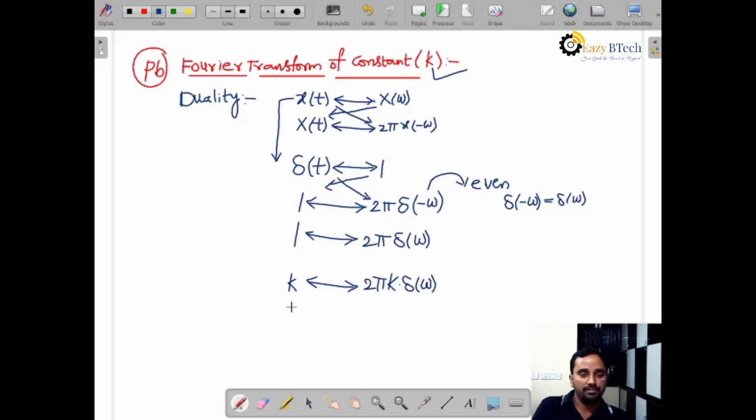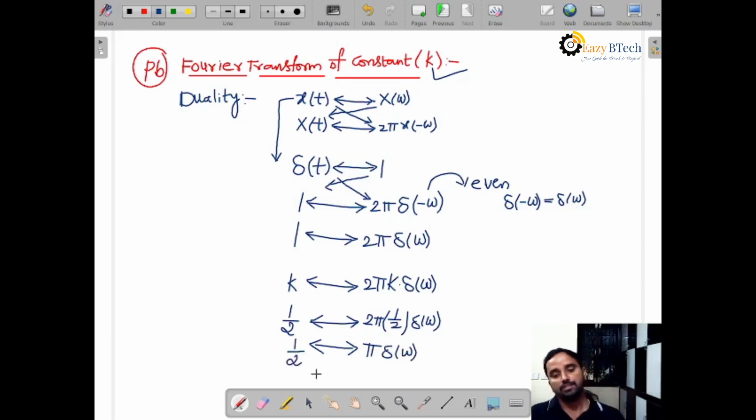For example, what is the Fourier transform of 1 by 2? Here k is 1 by 2. Therefore 2 pi into 1 by 2 delta of omega. The 2 gets cancelled, so we get pi delta of omega. This is the Fourier transform of a constant.